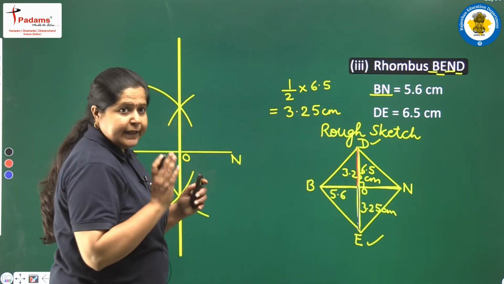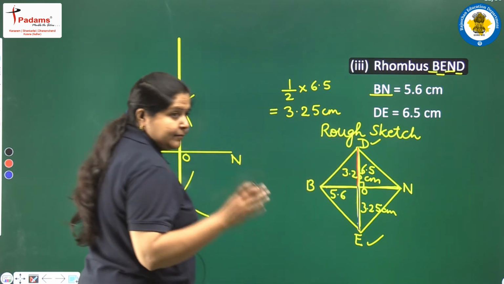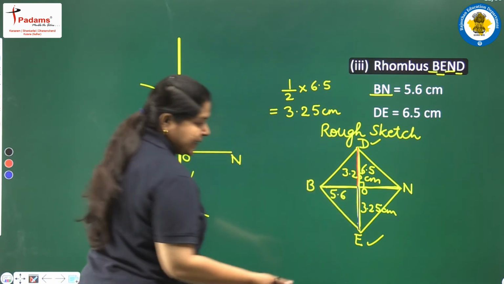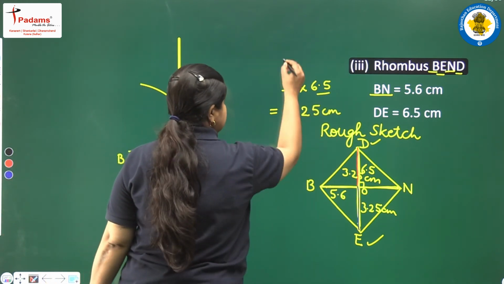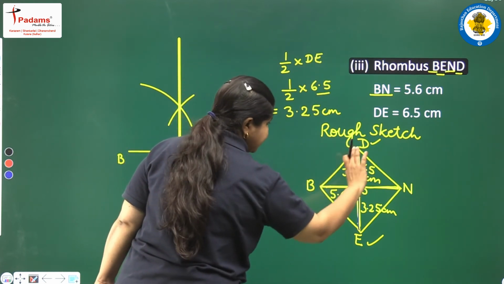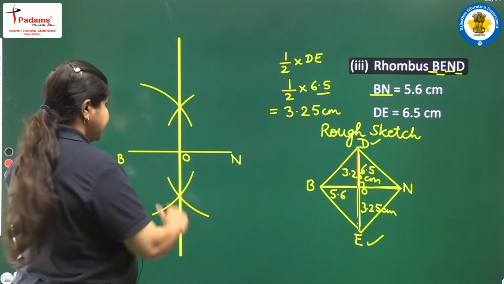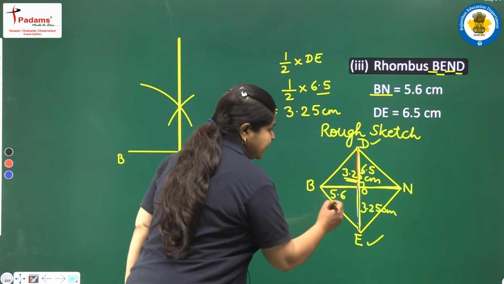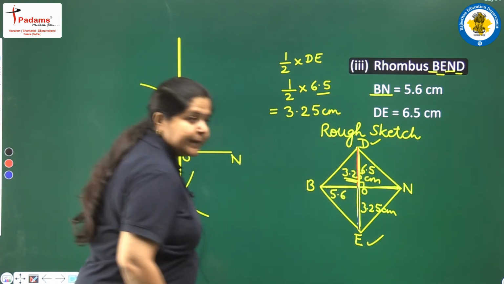What we have done? We have divided this diagonal DE into 2 parts, one above BN measuring 3.25, half of 6.5, and one below BN measuring again 3.25, which is half of 6.5. This is half of length DE in fact, because the diagonals are being divided at this point O into 2 equal parts. So now we will take the compass, keep it at O, and taking the radius equal to 3.25, we will draw one arc above BN and one arc below BN.